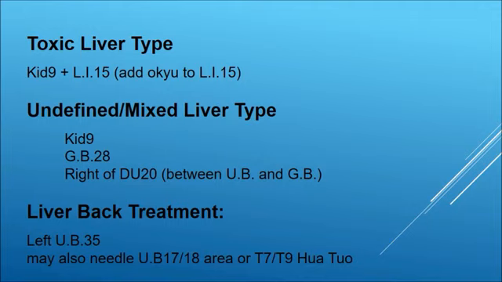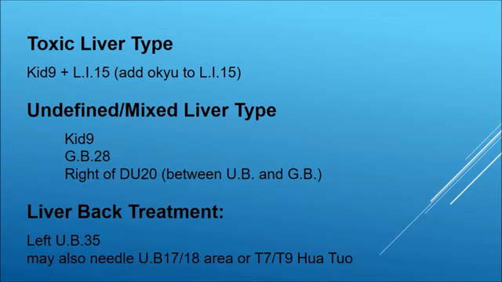Patients who are exposed to toxins or radiation are often treated with kidney 9 and large intestine 15. You can check both points against the liver as well as stomach 9, the thyroid. When it comes to toxicity, the liver and thyroid are both affected and should be checked for any cancer patients undergoing chemotherapy or radiation or have had those in the past.